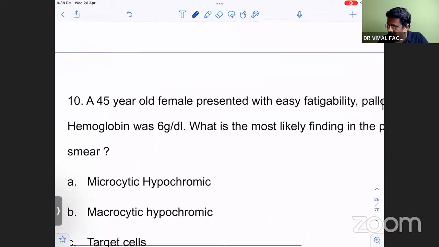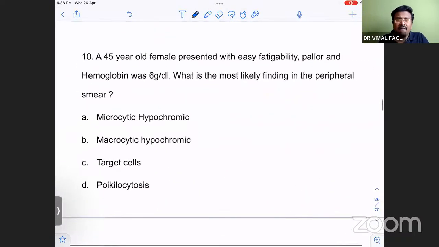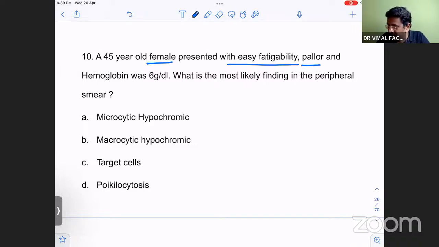Okay. Then moving on to the next question. A 45-year-old female presented with easy fatigability, pallor, and hemoglobin was 6 grams per deciliter. What is the most likely finding in the peripheral smear? Yes, the patient is a female, and easy fatigability means tiredness and weakness is there, and pallor. So the patient is having an anemia, and the hemoglobin is 6 grams per deciliter. They are asking you the most likely finding in the peripheral smear.